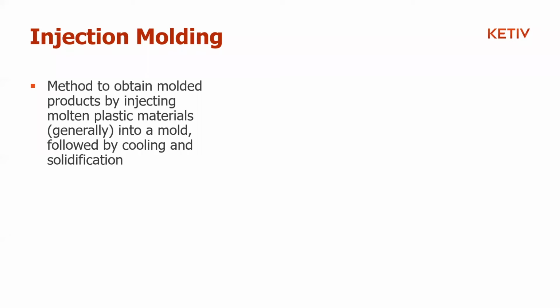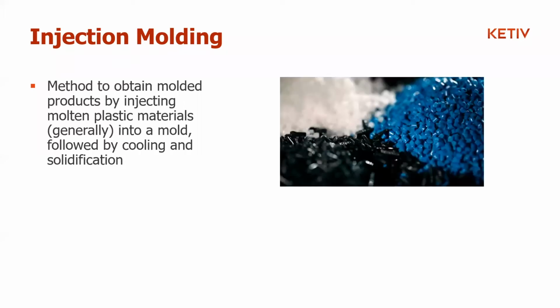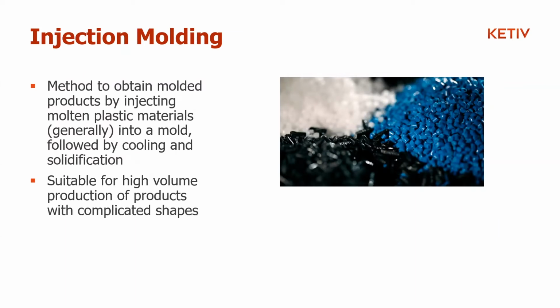The largest focus, of course, is plastics. And typically this is how your plastic components look going into the molding machine. It's a series of plastic pellets, which go into the molding machine, get heated up, molten, and then the process goes on. Now, this is especially suitable for high volume production, so mass production of products with complex shapes.